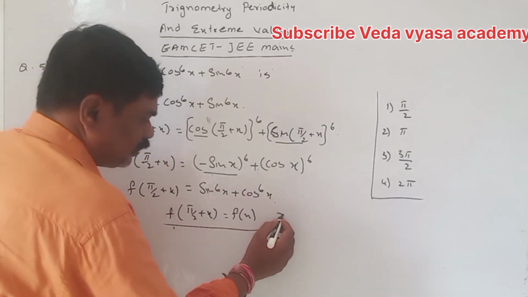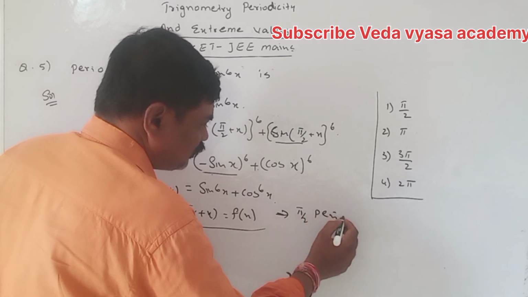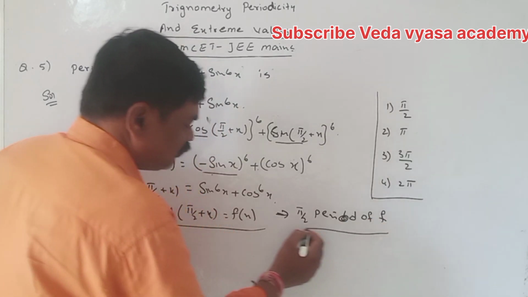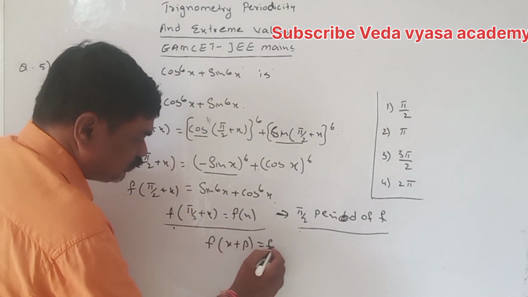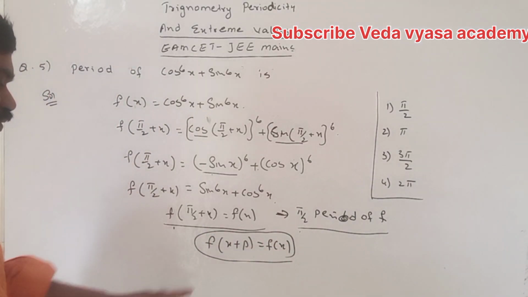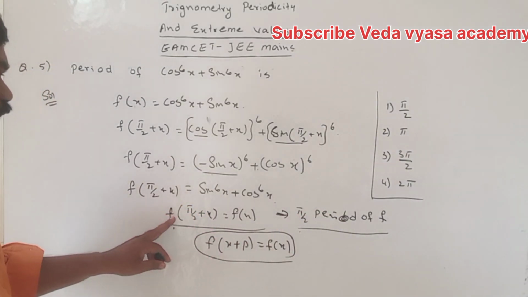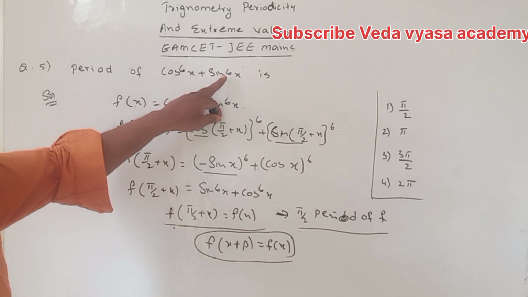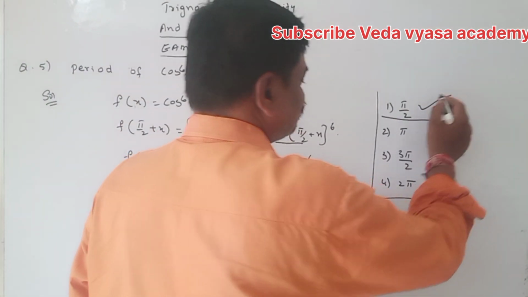So here pi by 2 is the period of f. Why? Because f of x plus p is equal to f of x formula satisfies this condition. So we say pi by 2 is the period of the given function cos power 6x plus sin power 6x. So we have option 1 is the answer.